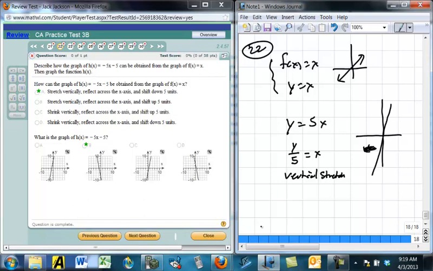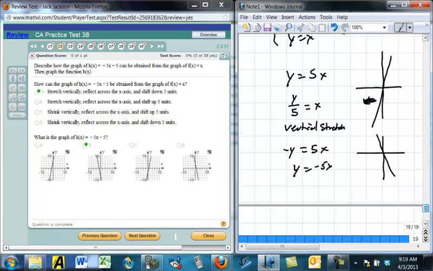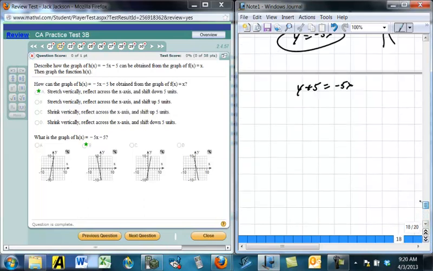Now the next thing they're going to do is reflect. That's going to take care of changing the sign on y. Minus y equals 5x. And that's going to reflect over the x-axis. So that's y equals negative 5x. If that reflects over the x-axis, now it's coming down this way with a negative slope. And then finally, we're going to shift it vertically by doing y plus 5 equals negative 5x, which solving for y is y equals negative 5x minus 5.